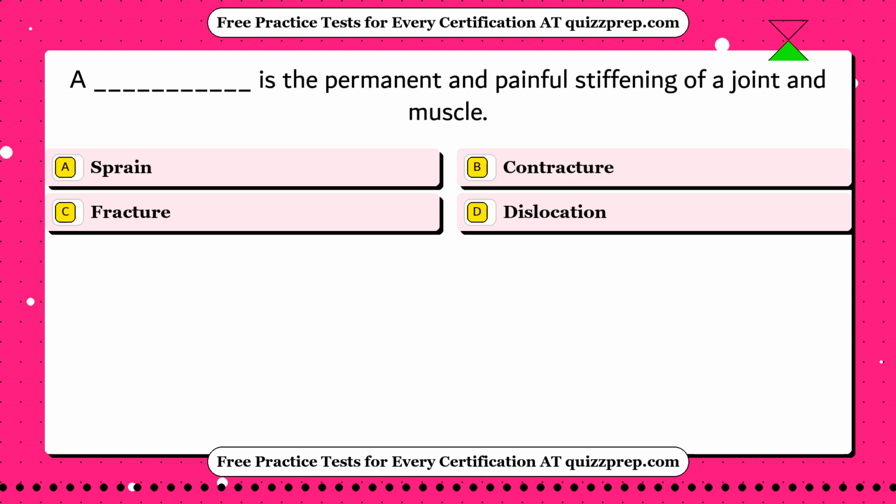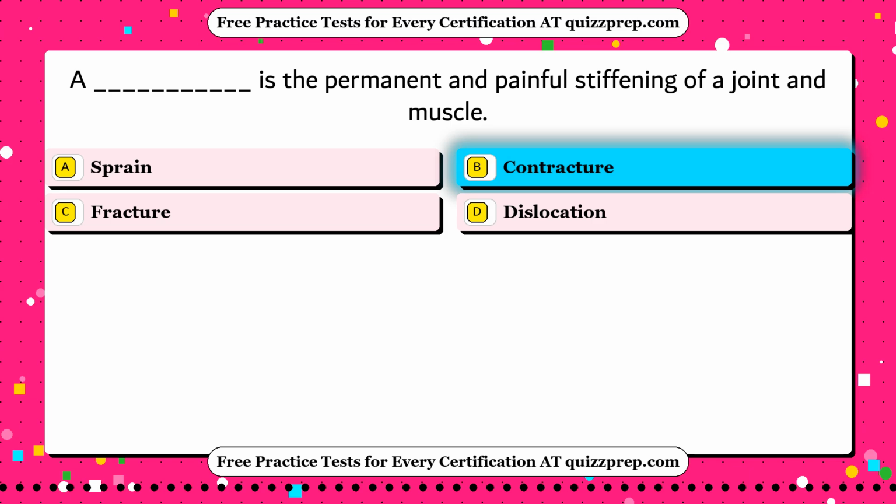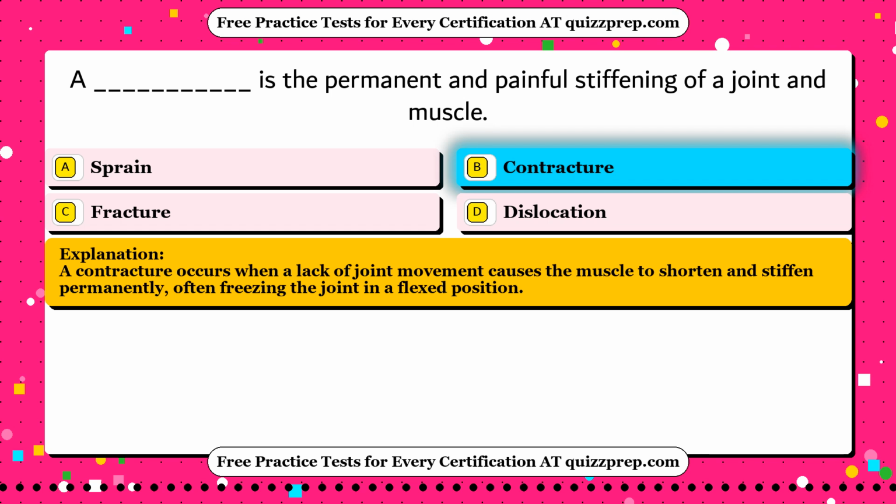Question 1. A blank is the permanent and painful stiffening of a joint and muscle. Option A, sprain. Option B, contracture. Option C, fracture. Option D, dislocation. The correct answer is option B, contracture. A contracture occurs when a lack of joint movement causes the muscle to shorten and stiffen permanently, often freezing the joint in a flexed position.